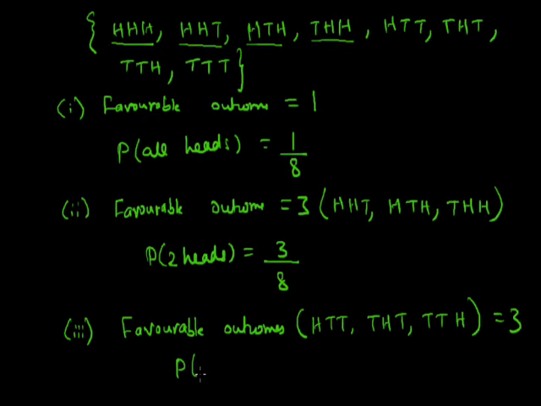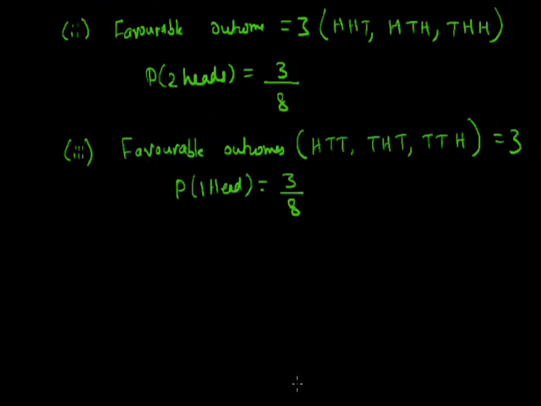So the probability of getting 1 head is again equal to favorable outcome 3, divided by the possible outcome, that is 8, that is 3 by 8. So this is the probability of getting 1 head. And in the last case, we need to find out the probability of getting at least 2 heads.